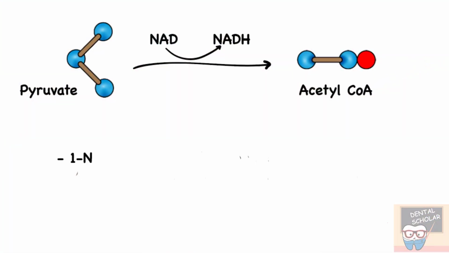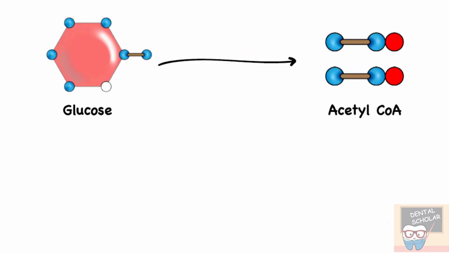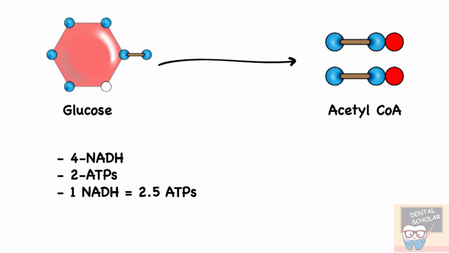Here, 1 NADH is produced in the reaction. So, 2 pyruvates would result in the production of 2 NADH. So, in the formation of 2 acetyl coenzyme A from 1 glucose, 4 NADH and 2 ATP are formed. 1 NADH equals 2.5 ATPs. So, a total gain of 12 ATPs is seen up to this step.